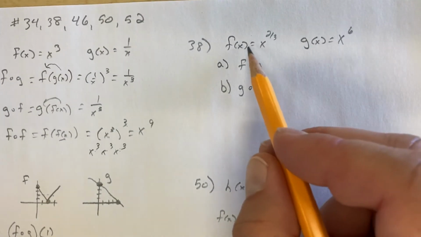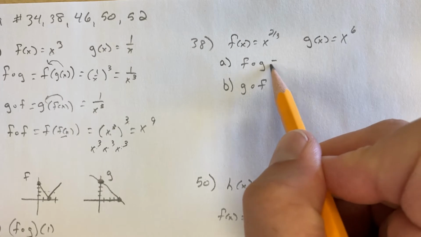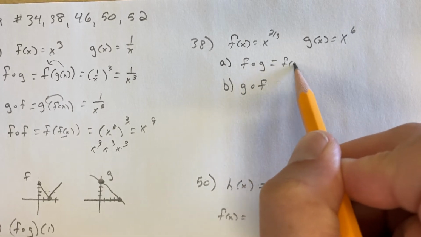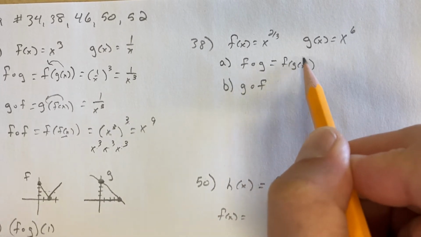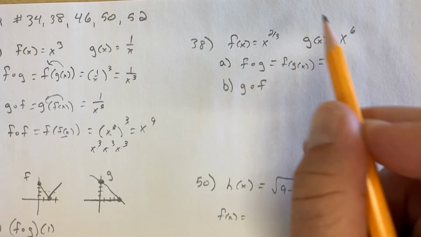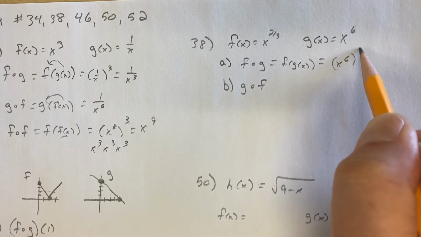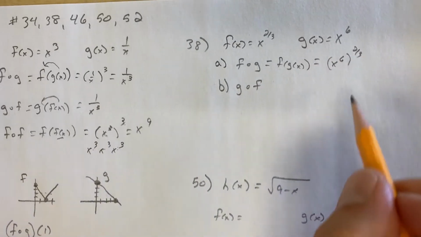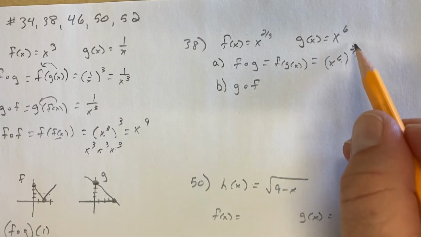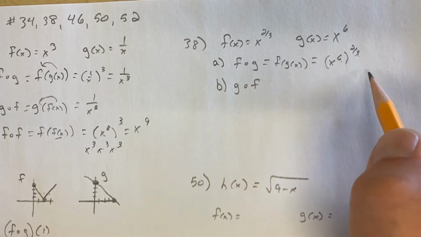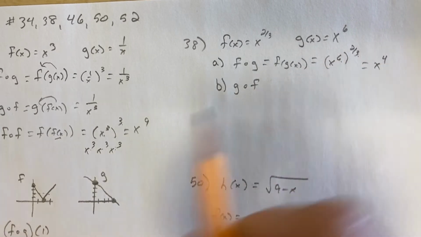Now, 38, we're taking these two functions and composing them. So again, f of g of x means we're going to take the g function, put it into the f. We're going to take x to the 6th, put it right in there. We're going to have x to the 6th inside of x to the 2/3. And we're going to multiply. So 6 times 2/3, that's 12/3, which is the same as x to the 4th then.